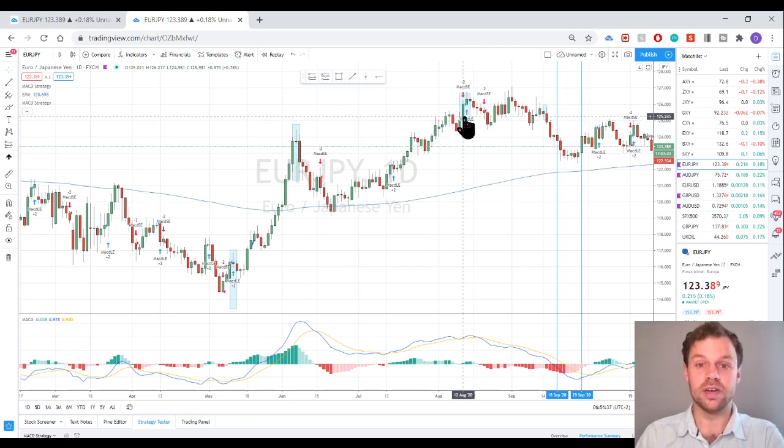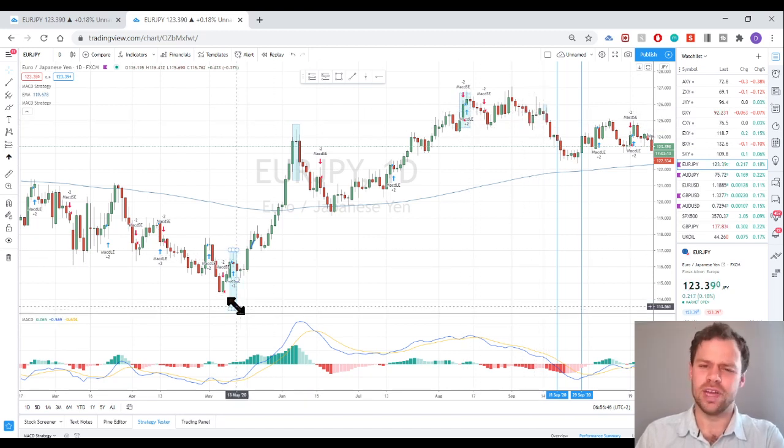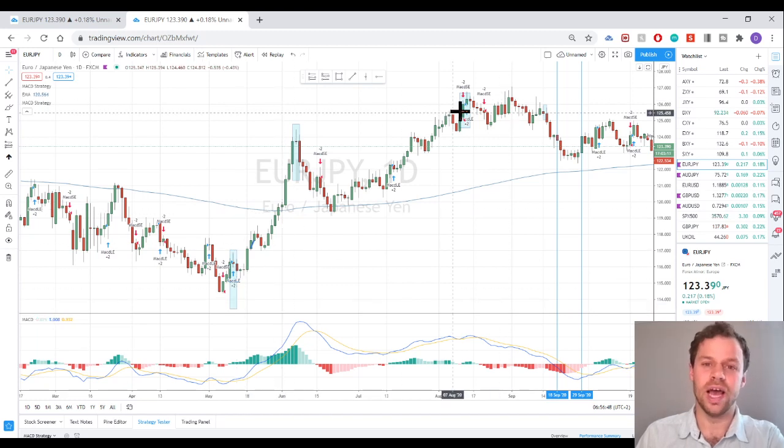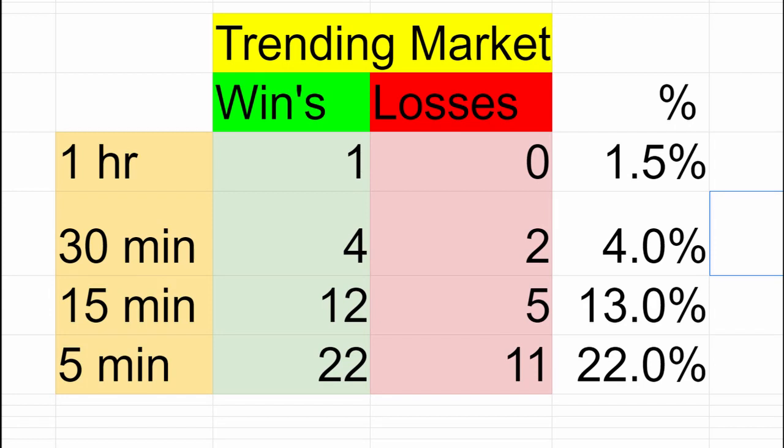The sideways market, or the ranging market that I chose, was right here across to here. So both were about 3 weeks long and kind of covered the meat of that. So strong uptrend and a very rangy market. On the 1 hour, I got one win over that period of time. So that's 1.5% in 3 weeks.